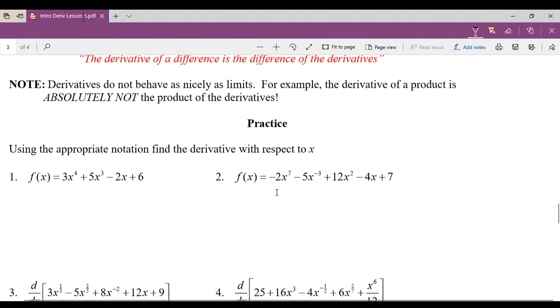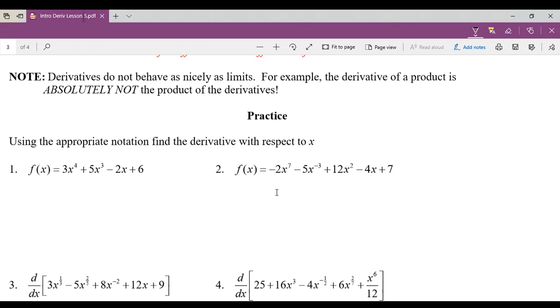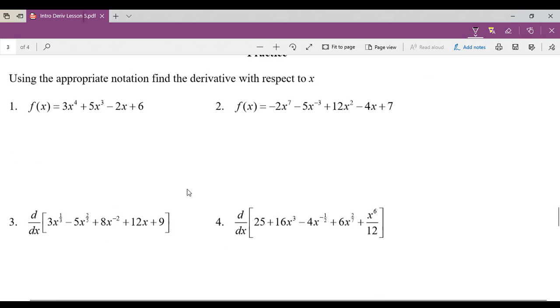So now a little note here. It says derivatives don't behave as nicely as limits. For example, the derivative of a product is absolutely not the product of the derivatives. Remember, with limits, you could say limit of a product, product of limits, limit of quotient, quotient of limits. You had all that stuff. Limits worked awesome. The buck stops with sum and difference with derivatives. So we're not doing it today, but if I asked you to do the derivative of a product, you couldn't simply take the derivative of the individual functions and multiply them. It's a little bit more complicated. But we'll get to that when we get to that.